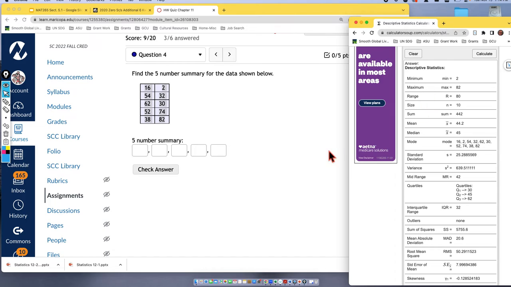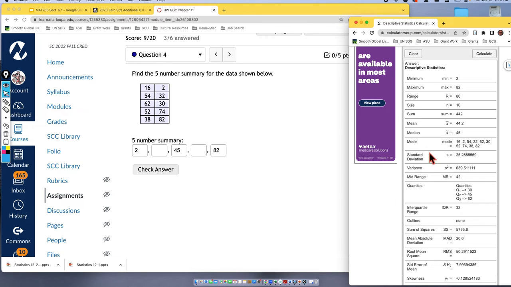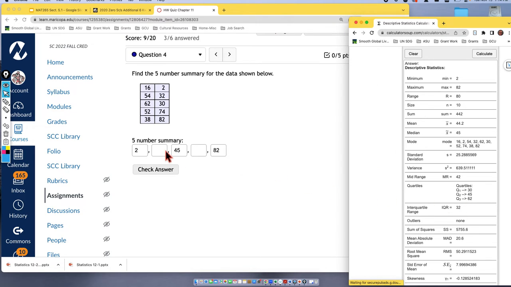So minimum is 2, so that goes here. Maximum was 82, that goes there. The median was 45, goes in the middle. And then what I want is the quartiles, and they give us that here. Notice they give us Q1, they give us Q2, which is the median, and then Q3. So going through a quarter way through the data.